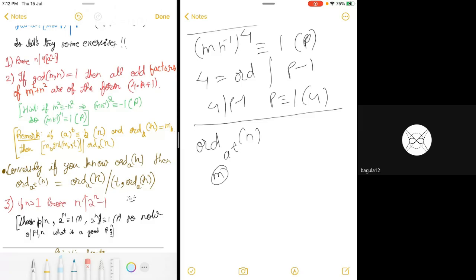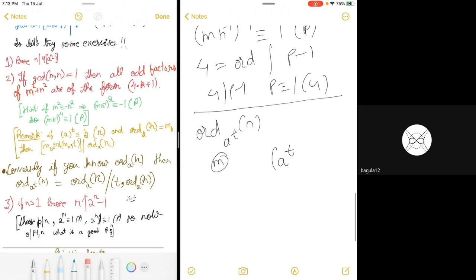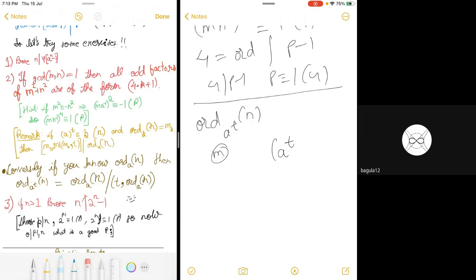So it turns out that yes, we can exactly calculate the order of a to the t. This is because, repeat the question. Basically, what you said: we know the order of a modulo n, and we have to calculate the order of a to the t modulo n. Okay, so yes, we can do this.